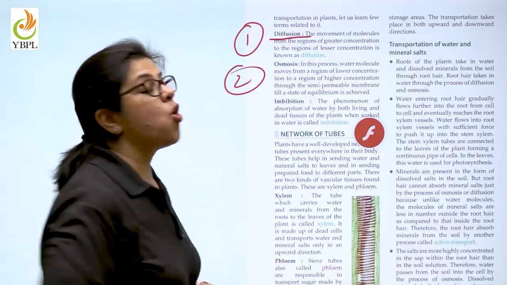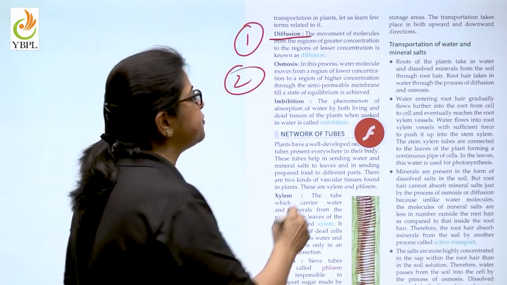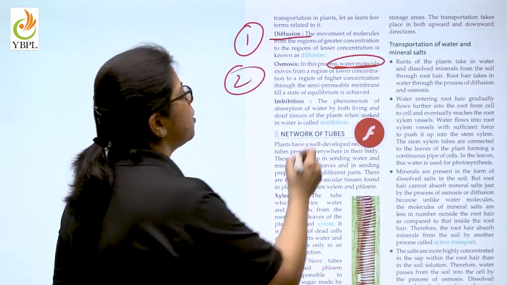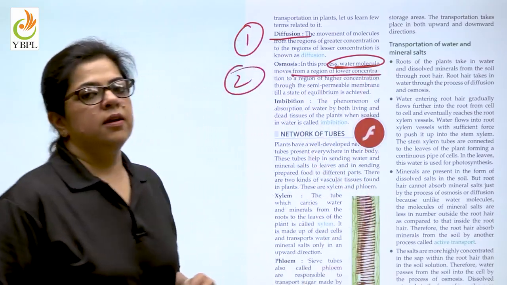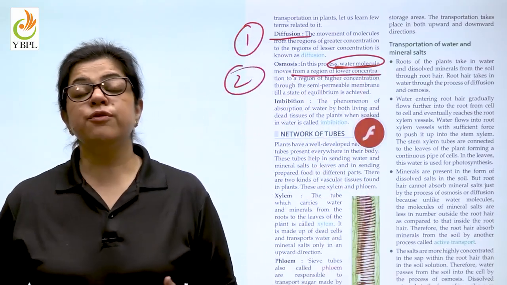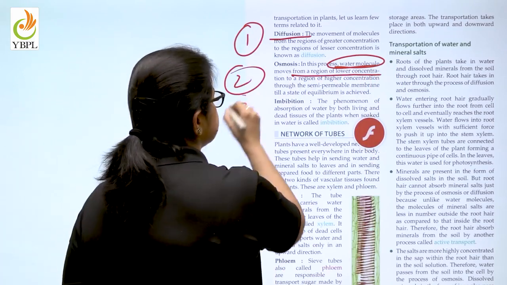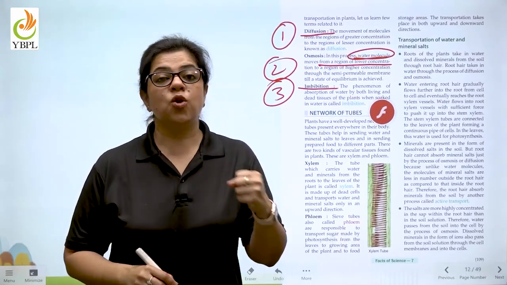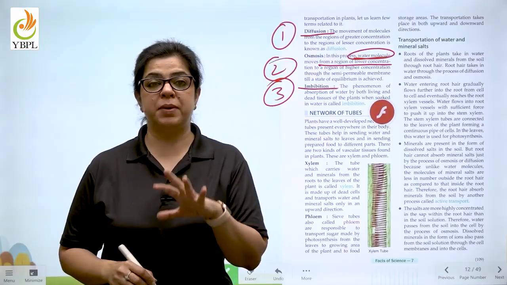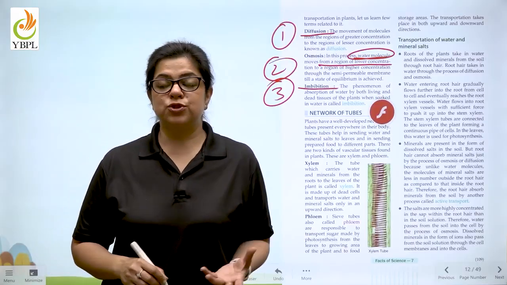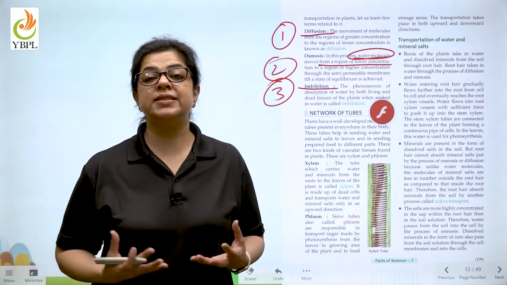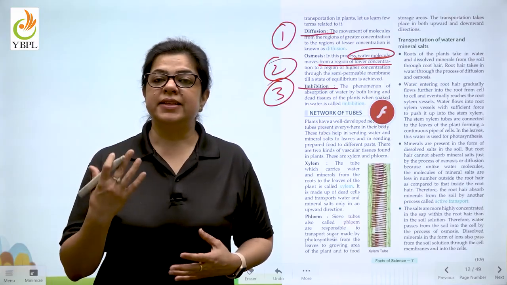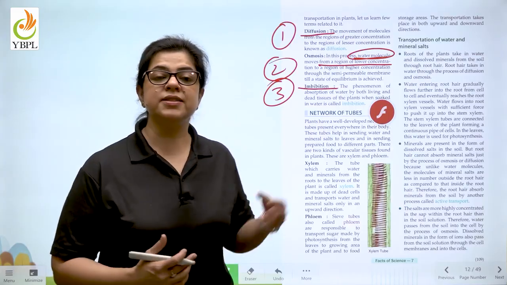The second is osmosis. Osmosis is specifically the transportation of water molecules, again from a region of higher concentration to a region of lower concentration. The third is imbibition. Imbibition is the absorption of water by living or dead cells. So when you soak the pulses in water overnight, what happens to them? They increase in size. When they increase in size, what is happening? They are absorbing water.